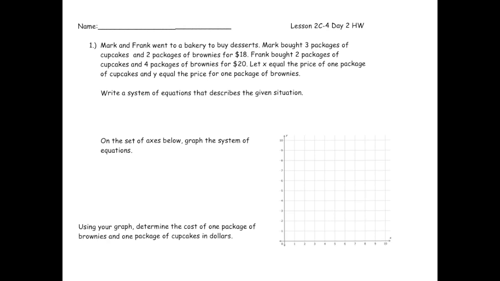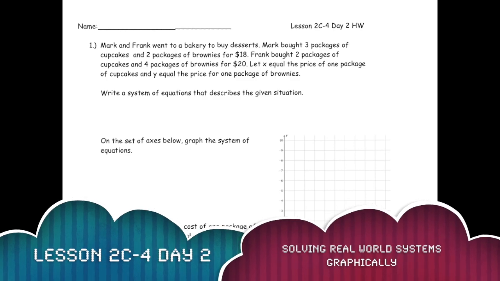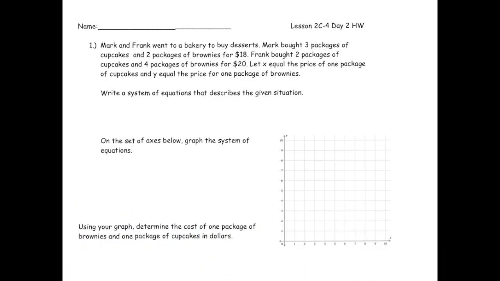Today we're going to go over the homework for lesson 2C-4 day 2. Alright, now this is a different type of problem and you're going to see why in a hot minute. Mark and Frank went to a bakery to buy desserts. Mark bought 3 packages of cupcakes and 2 packages of brownies for $18. Sounds important. You guys should be underlining all of your important looking details here. Alright, so that was Mark. Frank bought 2 packages of cupcakes and 4 packages of brownies for $20.